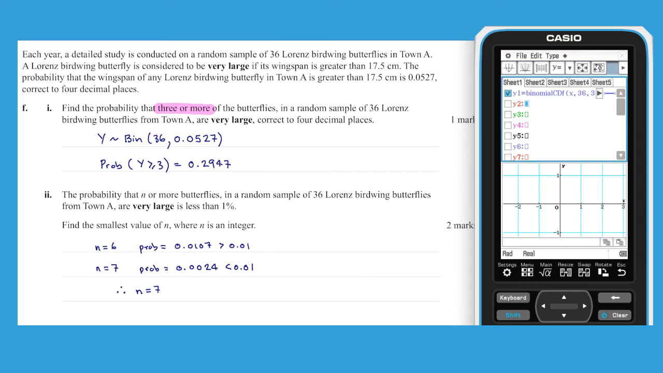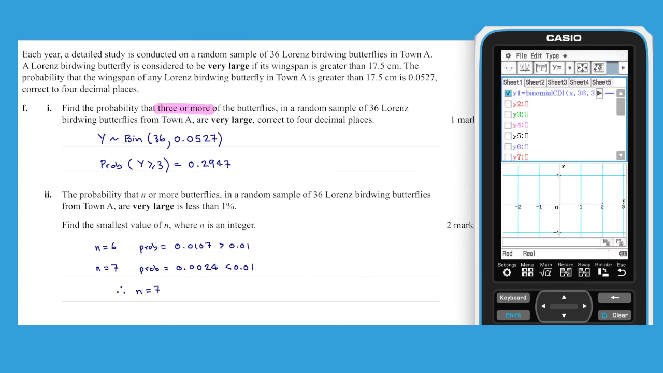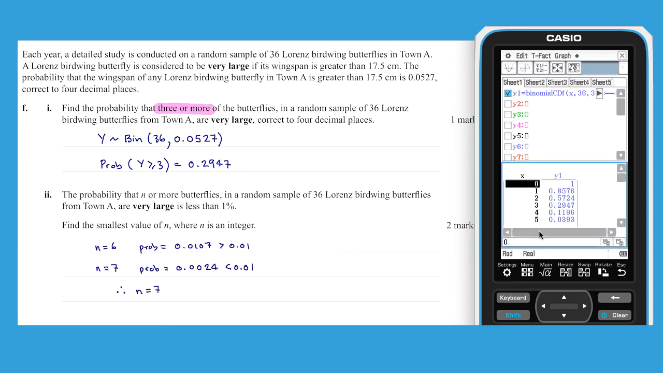To compute probabilities for the range of values required, edit the table range to start at 0 and end at 36. Leave the step as 1. Tap the table icon to generate the table of probabilities. As we arrow down, we can see the probability drops below the 1% threshold when n equals 7 or more.